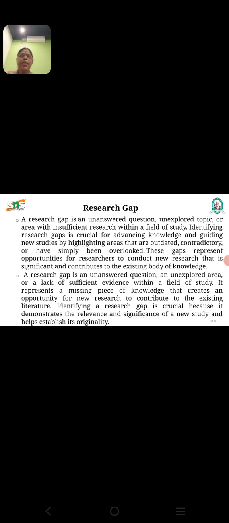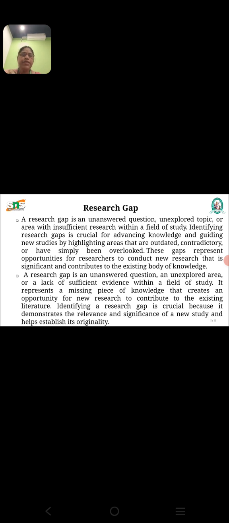So research gap is nothing but a gap where we have to get a lot of data from the review of literature. So research gap is an unanswered question. It doesn't have any answer. It is an unanswered question, an unexplored topic. So it has never been explored. It is a very new insight for any researcher, or an area with insufficient research within a field of study, which is identifying the research gap.